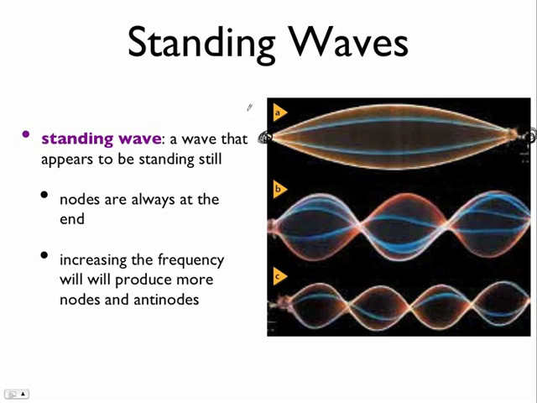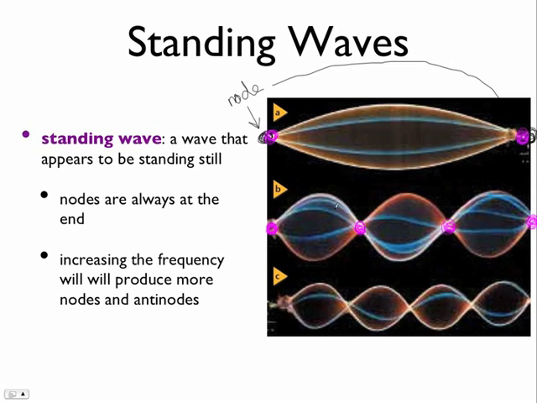You always have a node at the end. You'll always have one at each end. Okay? So you'll have a node here, and you'll have a node here. If you have a standing wave with a higher frequency, you're going to have a node here, a node here, a node here, and a node here. And those are the places where the wave is not moving.